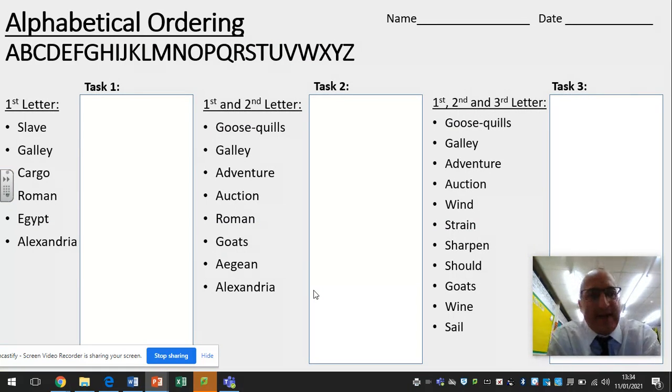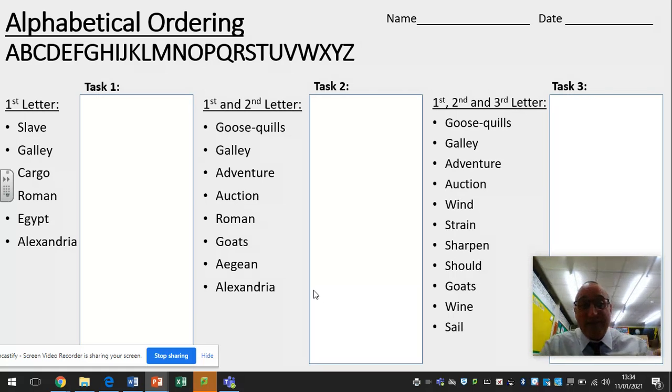Your sheet looks like this. These words were originally supposed to be part of an English unit of work that you were going to do on the Romans. I've kept the words because it's still alphabetical order in practice, but just in case you're thinking they're a little bit strange words, they've come from a book that hopefully, fingers crossed, we might actually get to teach you in person.